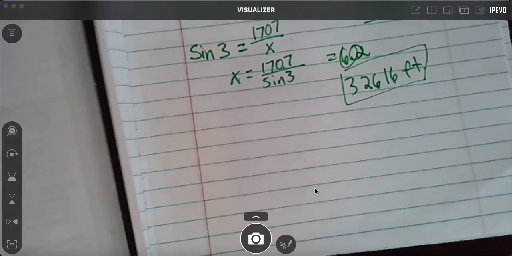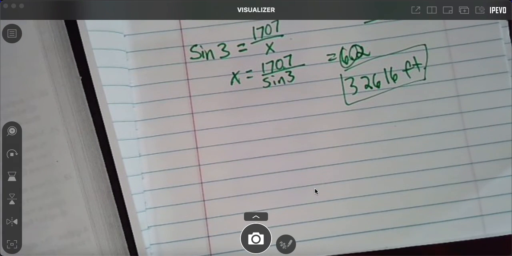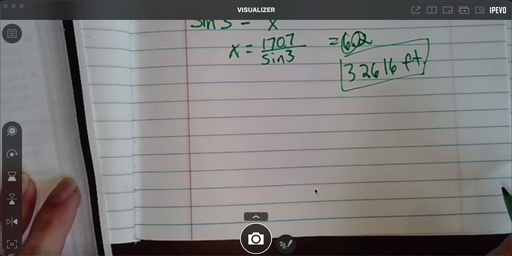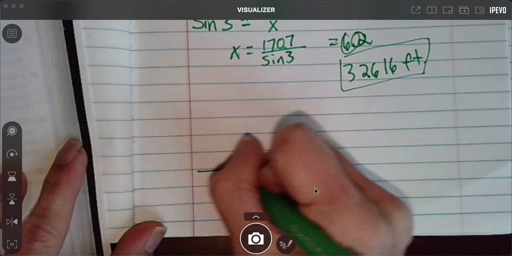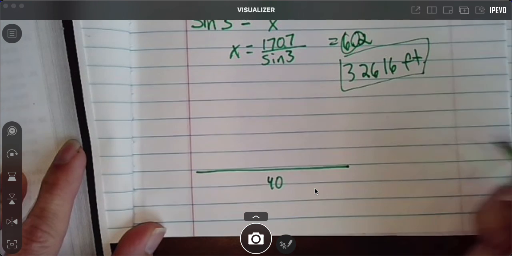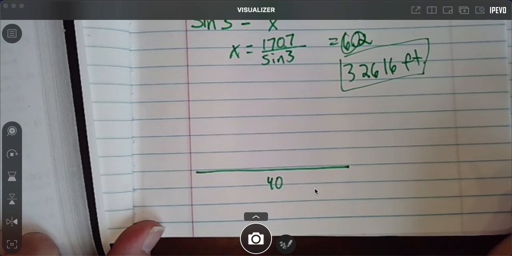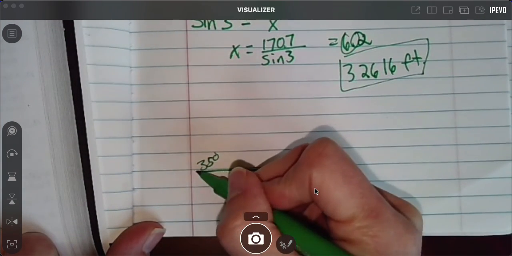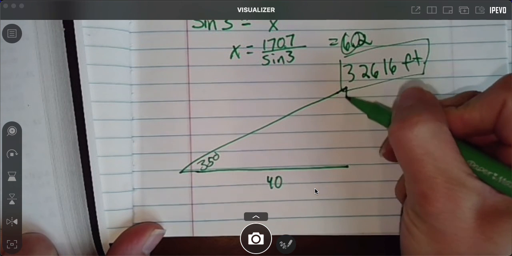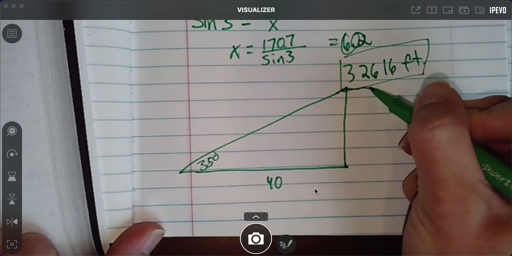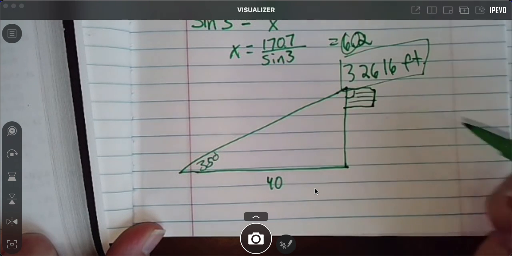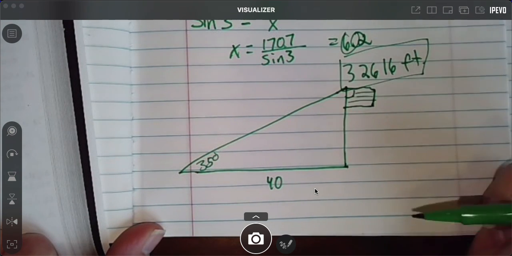Here's number 13. Just make sure you set these up. Draw a picture. You can't do these without a picture. A person is standing 40 feet from a flagpole. Okay, this is 40 feet from the flagpole. They can see the top of the pole at an elevation of 35 degrees. So this is 35 degrees, and here's the top of this flagpole. Here's our little flag. Here's the flagpole, or whatever.